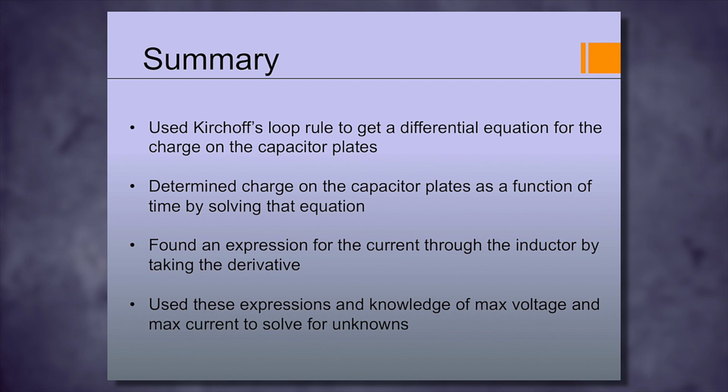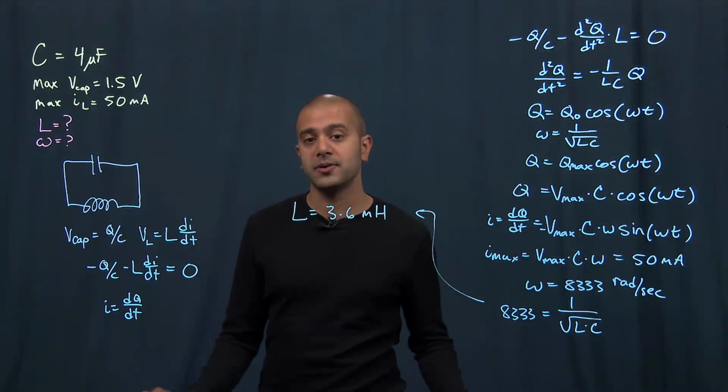In this problem, we were asked to find unknowns in an LC circuit. First, we used Kirchhoff's loop rule to get a differential equation for the charge on the capacitor plates. Then we determined the charge on the capacitor plates as a function of time by solving that equation. Next, we found an expression for the current through the inductor by taking its derivative. And then finally, we used all of these expressions and knowledge of the max voltage and the max current to solve for the unknowns.